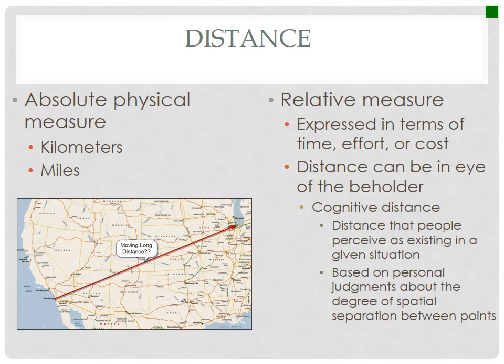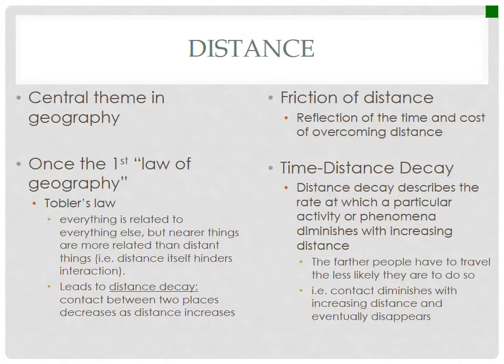All right, distance, again, is the absolute physical distance. So it comes in two parts. You have absolute and then you have relative measure. Absolute distance, physical distance, is measured in miles, kilometers, depending on what side of the world you are and what country you're in. Relative measure is more in terms of time and effort and cost. Again, cognitive distance would be the distance that people might be willing to travel to do something. And again, it's more based on personal judgment, so it's more opinion based.